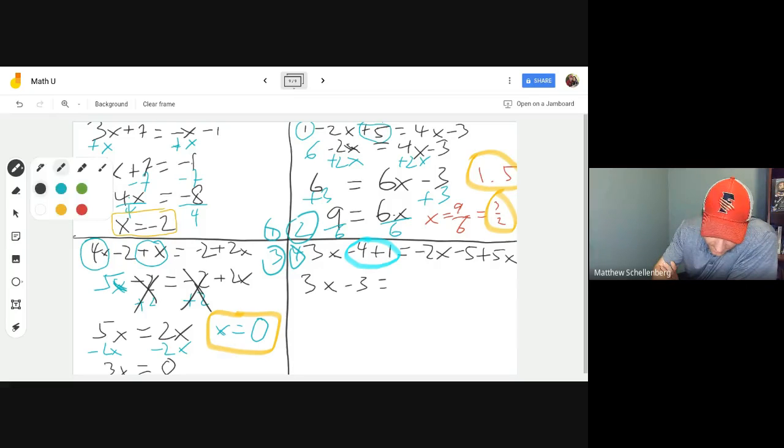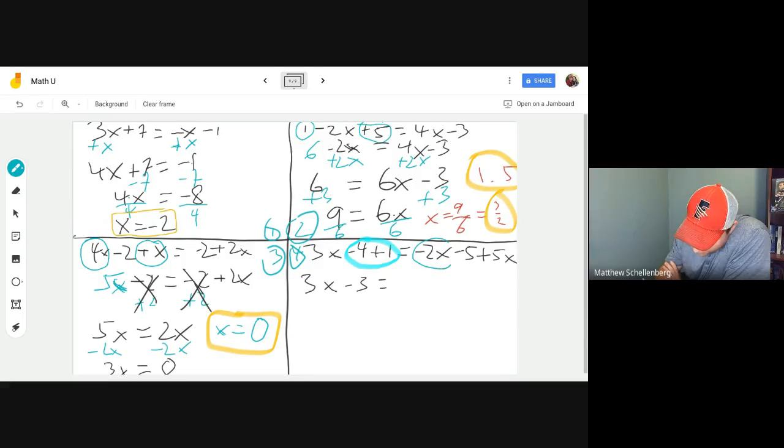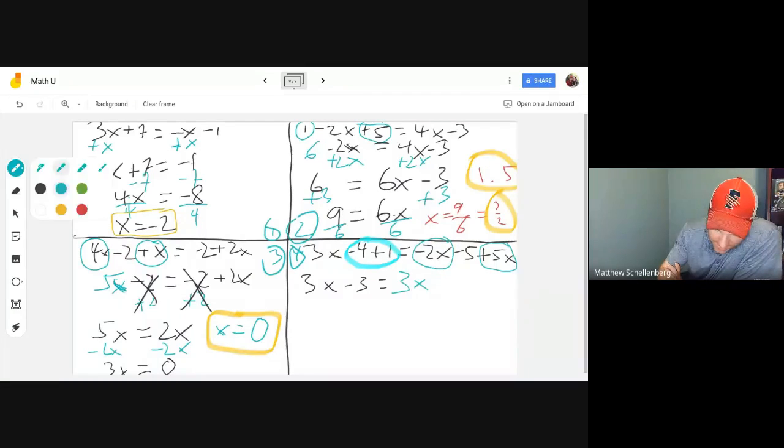And then over here, we also have some like terms. Like terms meaning that they have the same variables with the same exponents. These two are like. And since they are like, they can be combined. And 5x minus 2x is, in fact, 3x. And then the minus 5 stays as before.